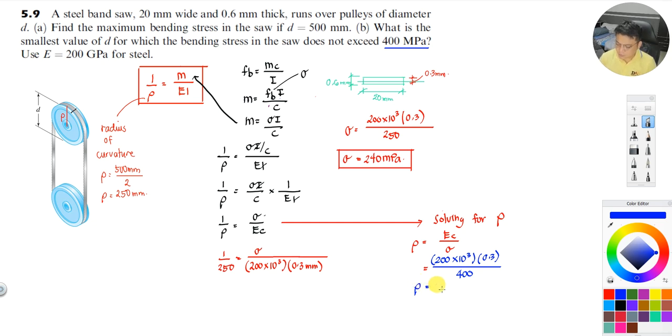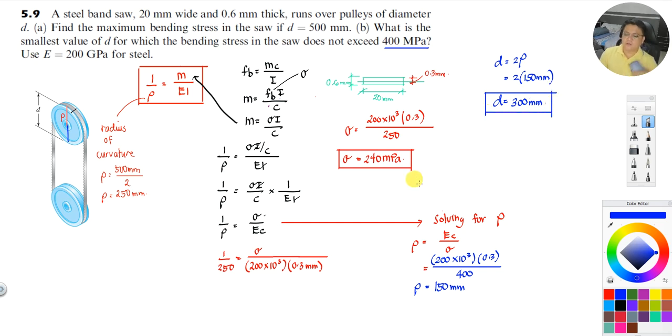So that's equals to 150 millimeters. But this is the radius only, no? What we are looking for is D. So, we can say that D is equals to 2 rho. So, that's 2 multiplied by 150 mm. Okay, so the D requirement is around 300 millimeters. So this is now the answer for this problem.